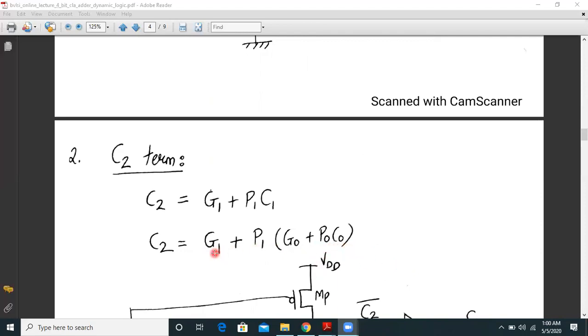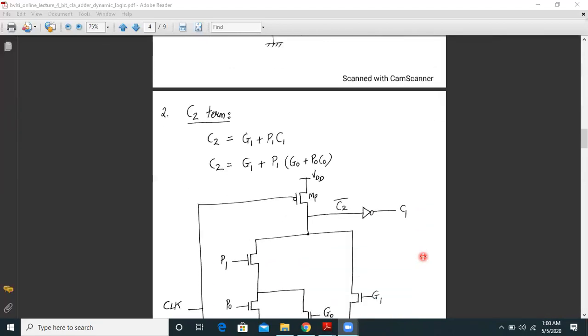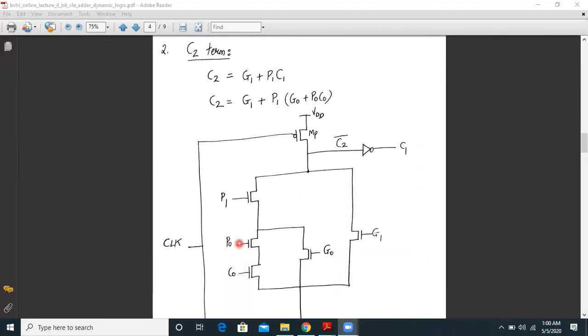So we have to implement this using dynamic CMOS logic. First we will implement the pull down network. In the pull down network, we have 2 NMOS transistors in series with inputs P0 and C0. This combination is in parallel with the NMOS transistor with input G0, and again this combination is in series with the NMOS transistor with input P1, and the whole network is in parallel with the NMOS transistor with input G1. So this is my pull down network.